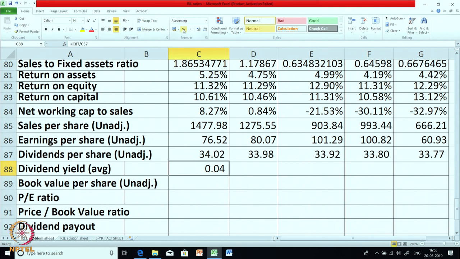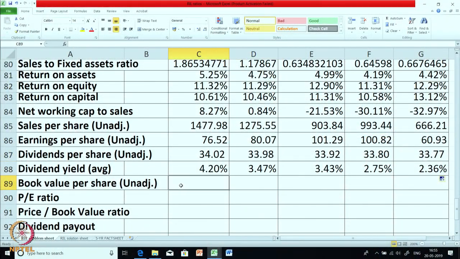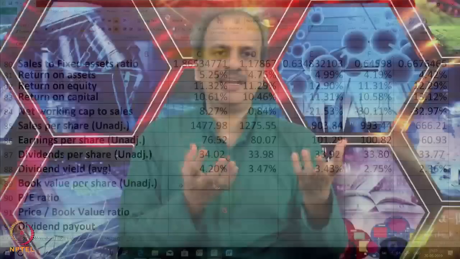Let us do it as a percentage. So, 4.20%. Over the years it has fallen because market prices have increased, dividend hasn't increased much. Fine. Now book value per share, this we know from the balance sheet, that is the net worth, and calculate it on a per share basis.